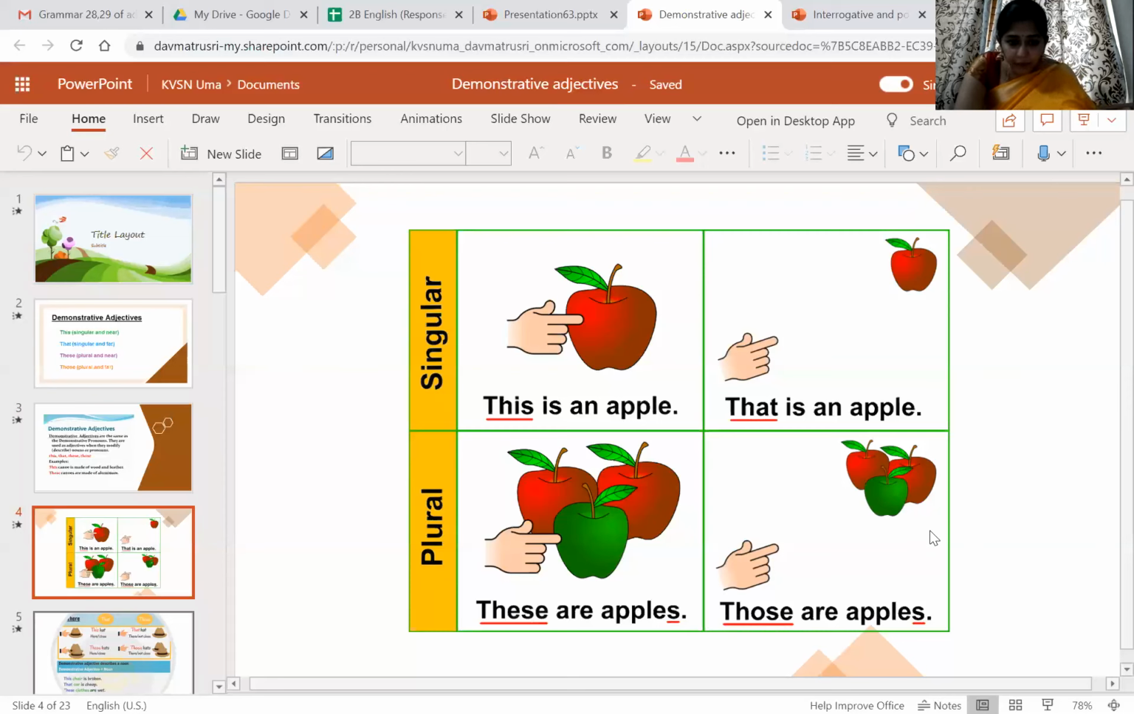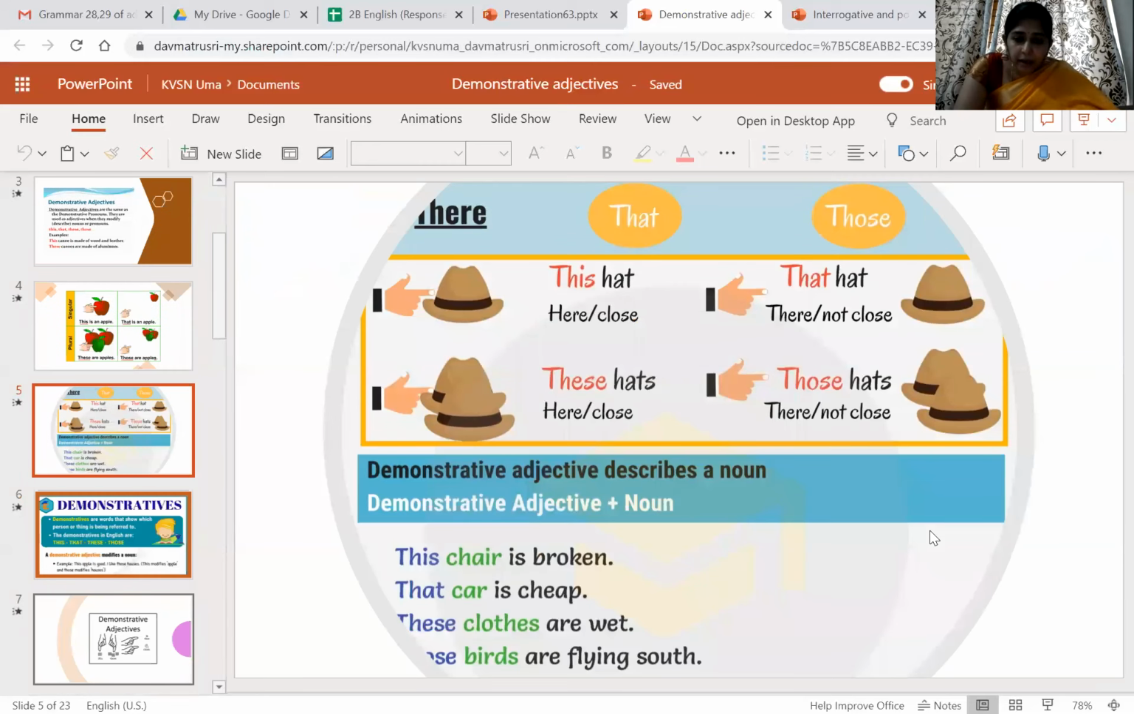They are demonstrative pronouns. And I don't want to confuse you with demonstrative pronouns and adjectives, children. So I'll be going only with demonstrative adjectives. When I see this screen, you can see here, this hat, that hat, these hats, those hats. You can see which is close, we say this hat. It is here, it is close. That hat, it is there and it is not close. So that way you can easily signify the difference.